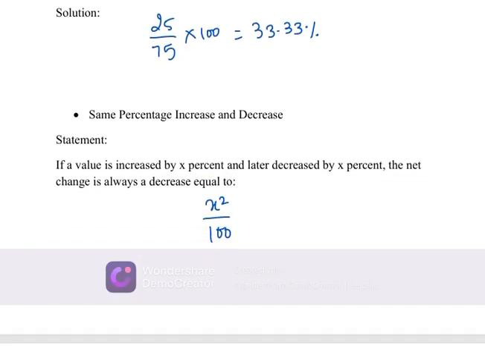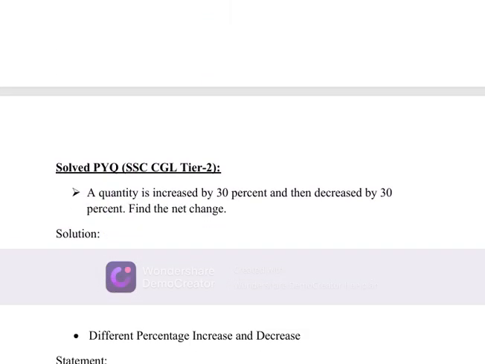So let's check a question based on this. A quantity is increased by 30% and then further decreased by 30%. Find the net change. Here the value of x is 30. So you'll simply do 30 square upon 100. When you do it, you will get 3 into 3, which is 9. So a 9% decrease. For the net change you will choose the option of decrease of 9%. So these are the simple ready-to-use formulas that you can use in your government exam papers.